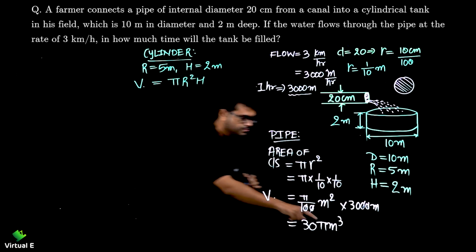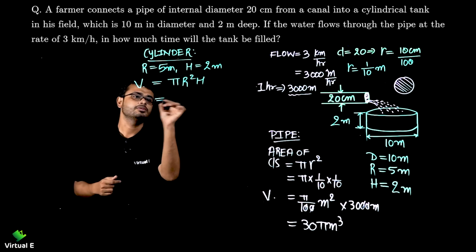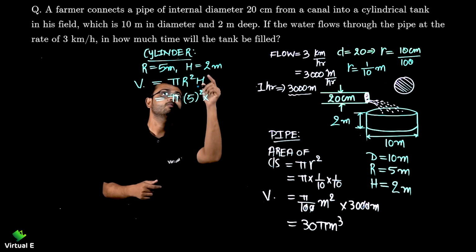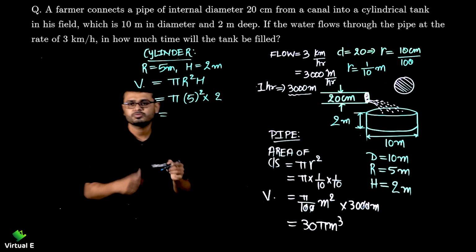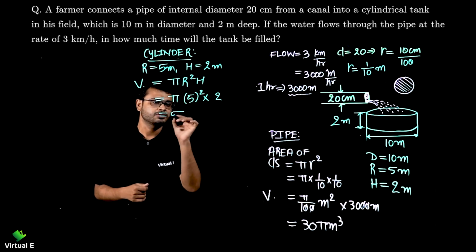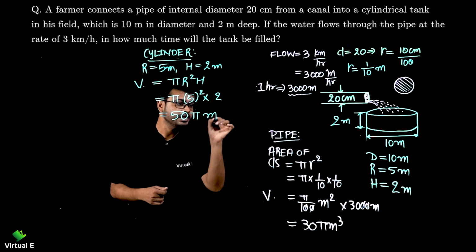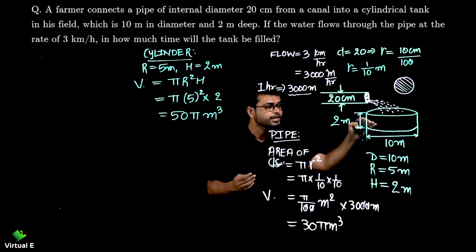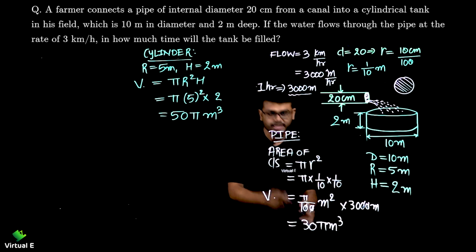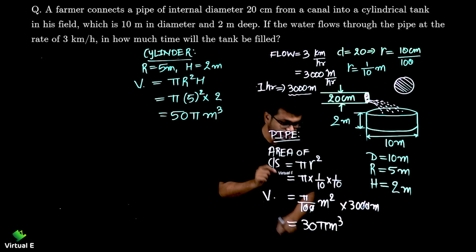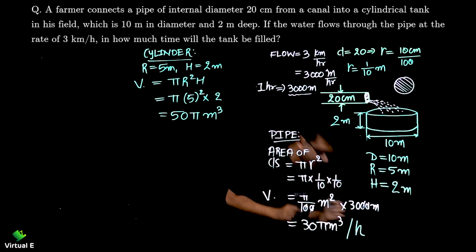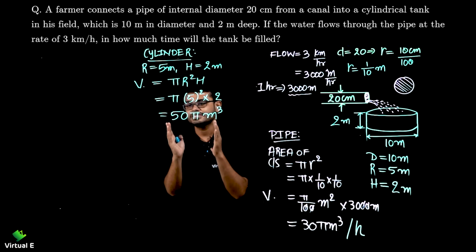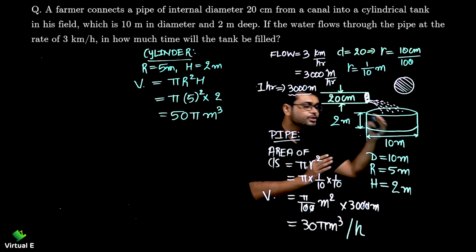Keep pi as it is. See, this pi will get cancelled. We'll see how. So pi as it is, then R square is 5 square, into H, which is 2. So 5 square is 25, 25 2s are 50. So 50 pi meter cube. Simple. So this is how much water we need to fill into this cylinder, and this is the capacity per hour. Remember, 1 hour, so I can write meter cube per hour. This is the capacity of this pipe to fill water per hour, and this is the amount of water we need to fill into this cylinder.